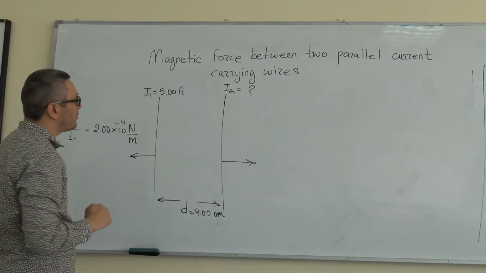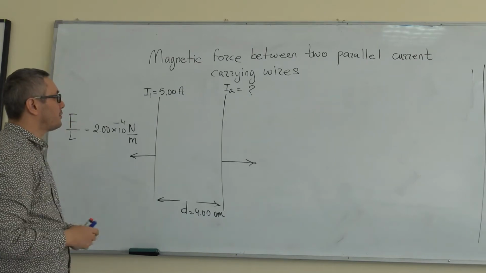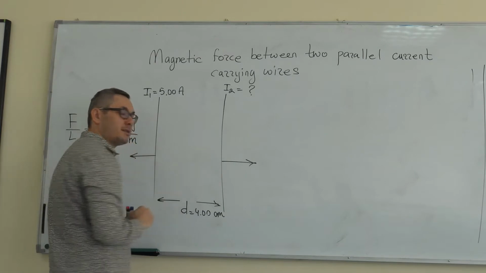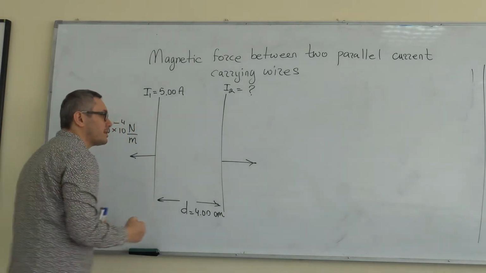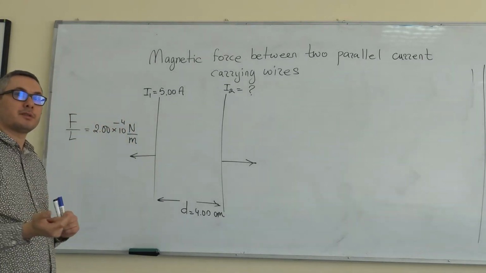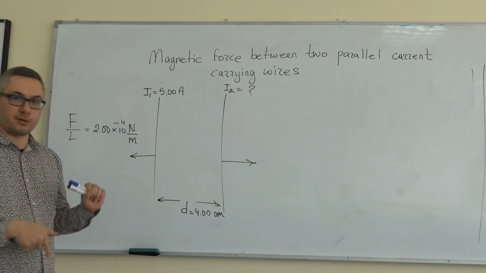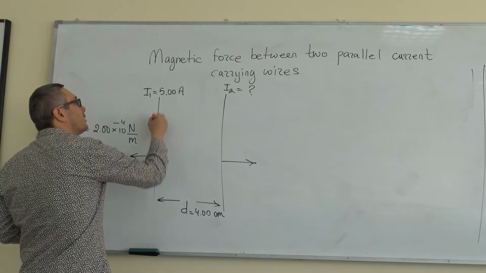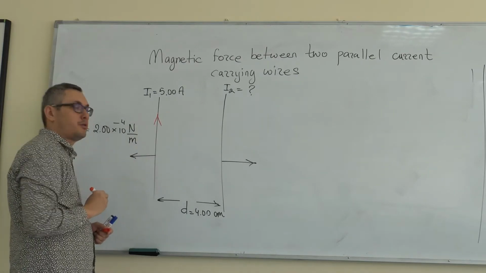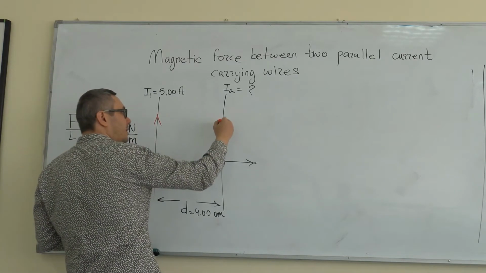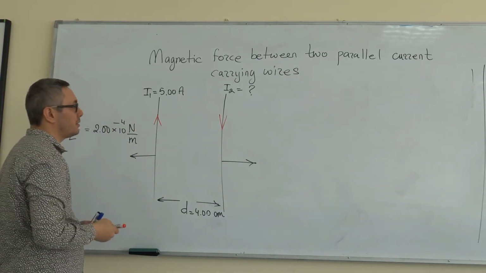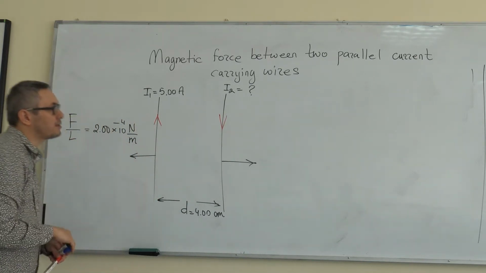So that's part A. Well, first of all, if the two wires repel each other, it means that the directions of currents in the two wires are opposite to each other. So we can choose this current to flow up, so then this current will have to go down so that they repel each other.